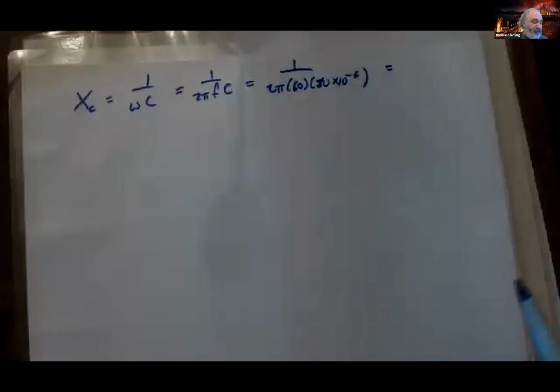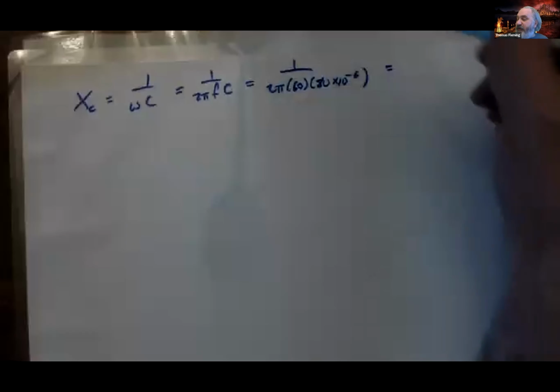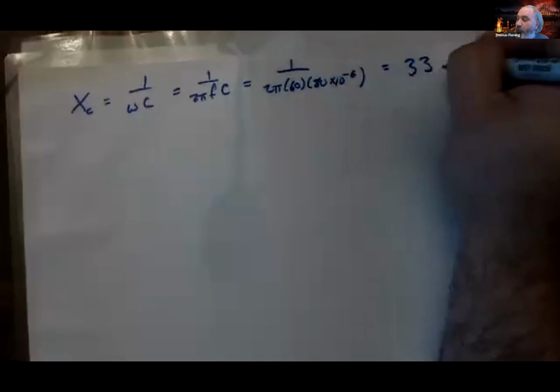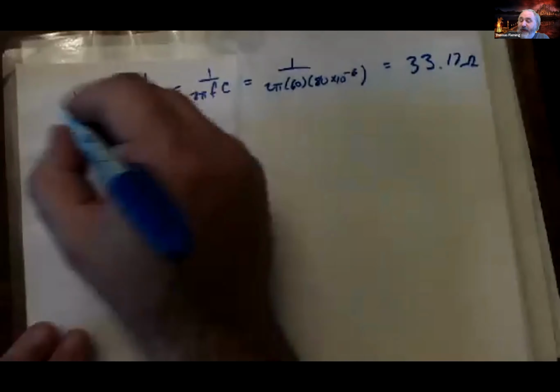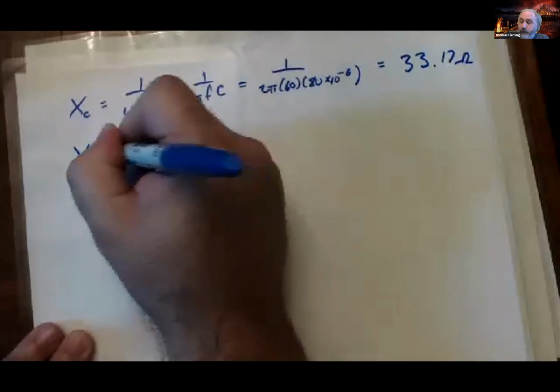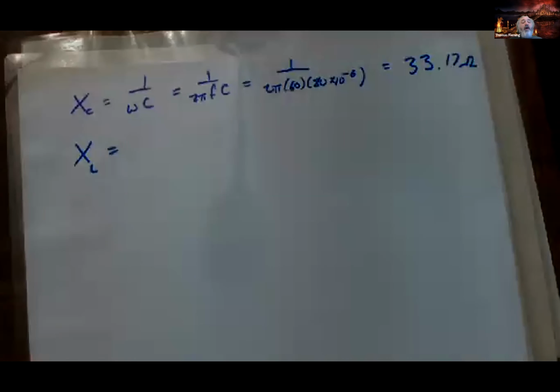And it turns out that at this frequency, our capacitor is acting in the same fashion as a 33.17 ohm resistor. Now, what about XL? That's my inductive reactance.